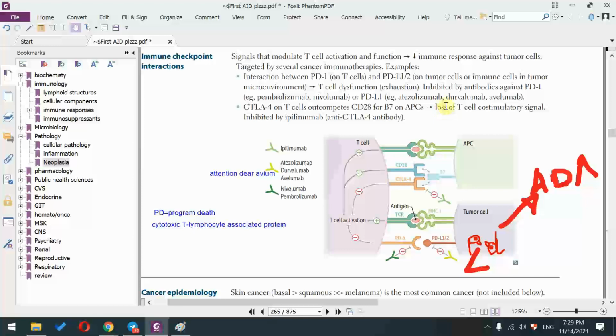So loss of the T cell co-stimulatory signals. What is a co-stimulatory signal? Basically, it is this attachment, the interaction between the B7 and the CD28. We'll speak about it when we study immunology really deeply, don't worry about that. So this receptor can be inhibited by the CTLA4 antibody, and when you inhibit it, you will have more activation of the T cells, which can kill the tumor cells.